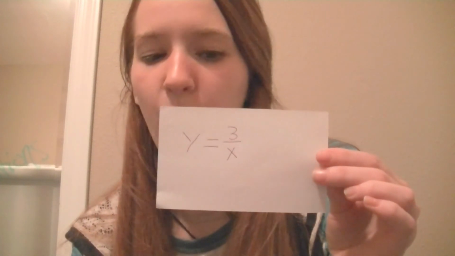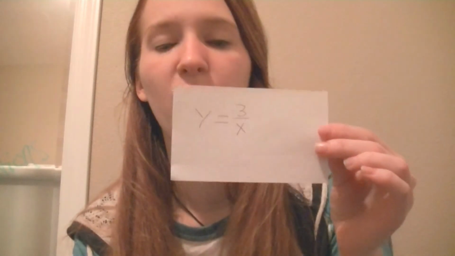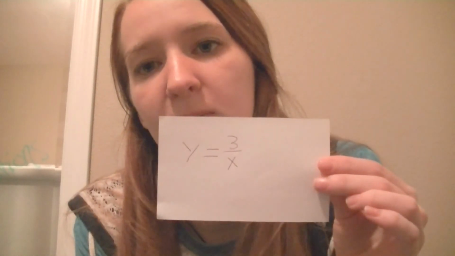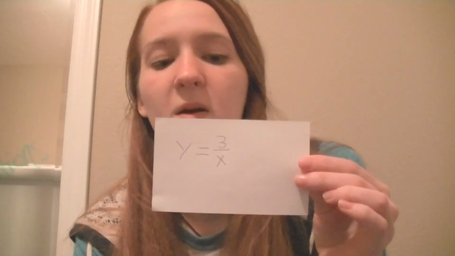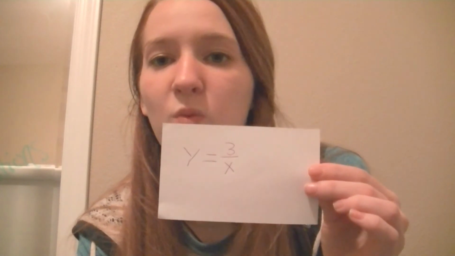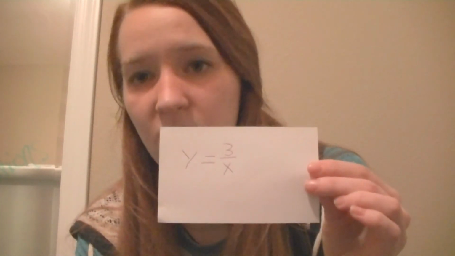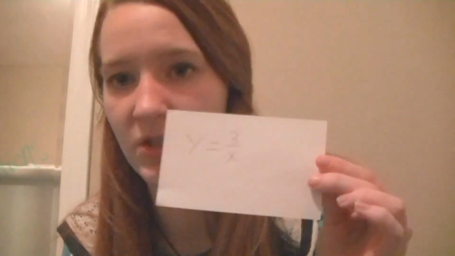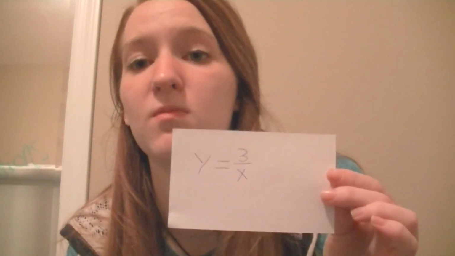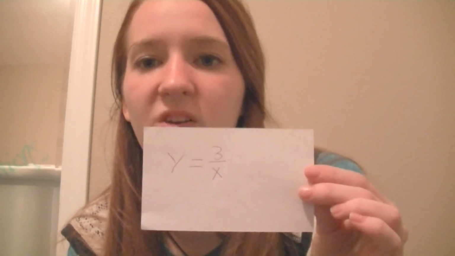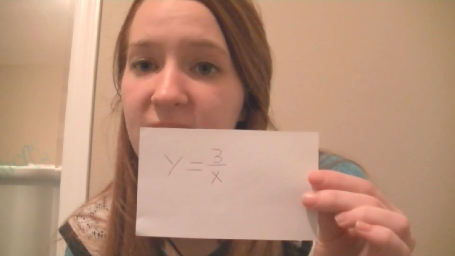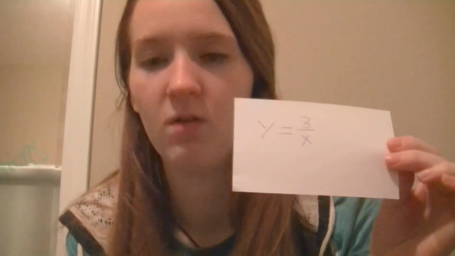And let's look at the range for y. If x is positive, y is going to be positive. If x is negative, y is going to be negative. The outcome of a fraction can be 0, but only if the numerator is 0, and the numerator is 3. So that rules 0 out for the range as well. So the range is all real numbers except 0. Okay, and that's it for functions.